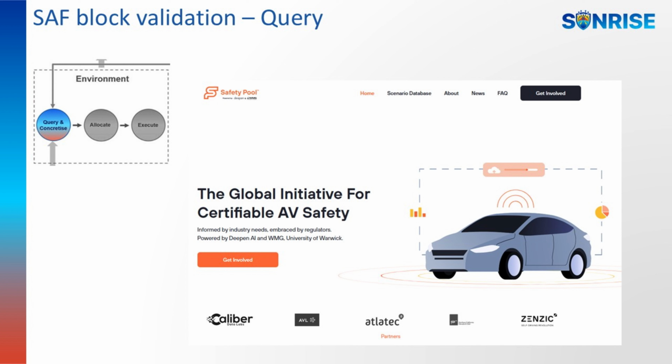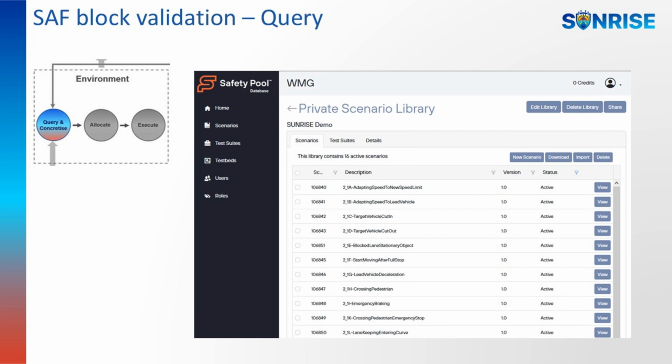The querying process within this block of the SAF was performed using individual scenario databases, as the established link from the SUNRISE data framework was not yet operational. The Safety Pool database is used as a source for some of the scenarios within this use case. In this video, we demonstrate a scenario search query within the Safety Pool UI, which uses open label tags to enable scenario query. The scenarios for SUNRISE are contained within a demonstration library. This library is queried for appropriate tags.